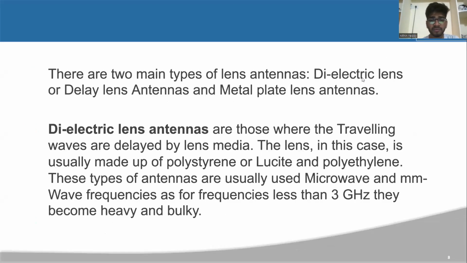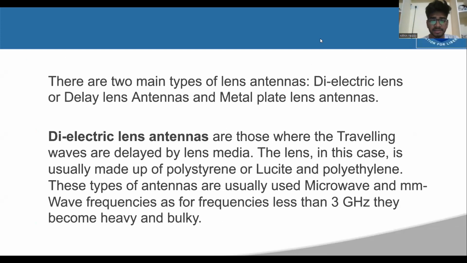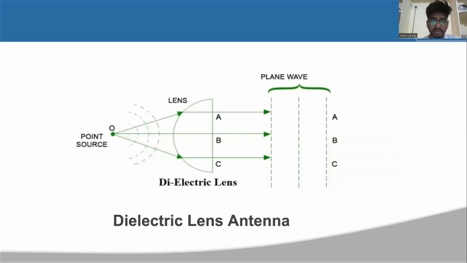There are two main types of lens antennas. The first one is dielectric lens antennas or delay lens antennas, and the second is metal plate lens antennas. Dielectric lens antennas are those where the traveling waves are delayed by the lens media. The lens in this case is usually made up of polystyrene, lucite or polyethylene. This type of antenna is usually used in microwave frequencies, for frequencies less than 3 GHz. They become heavy and bulky. Here is the diagram of a dielectric lens antenna.